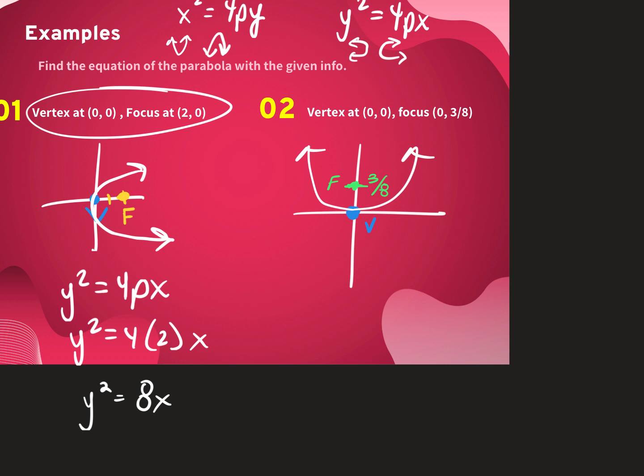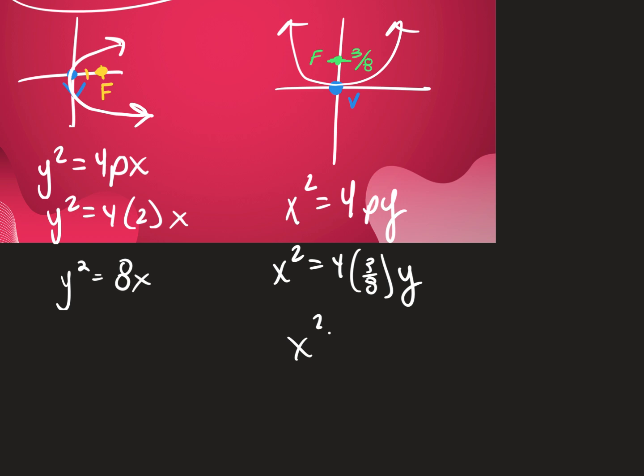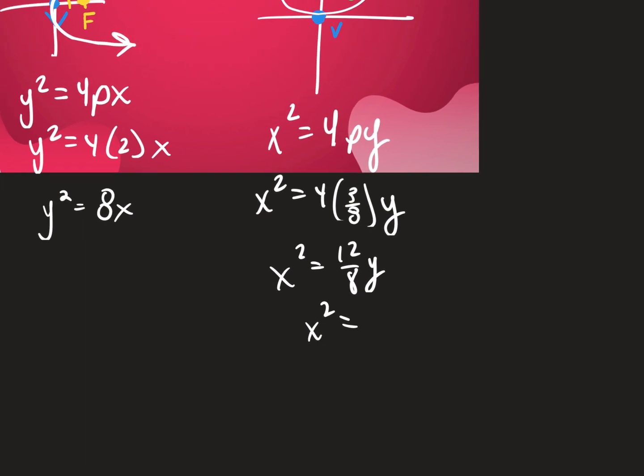All right, so think about this. What kind of a parabola do I have? An x squared or a y squared? It's an x squared. Perfect. So it's x squared equals 4py, right? So the only thing I need to know is that p value. Well, how far is it from the vertex to the focus? It's 3/8. It's a fraction. Does that matter? No. Can I simplify this? X squared equals 12 over 8y, which becomes 3 over 2y. Okay, good.